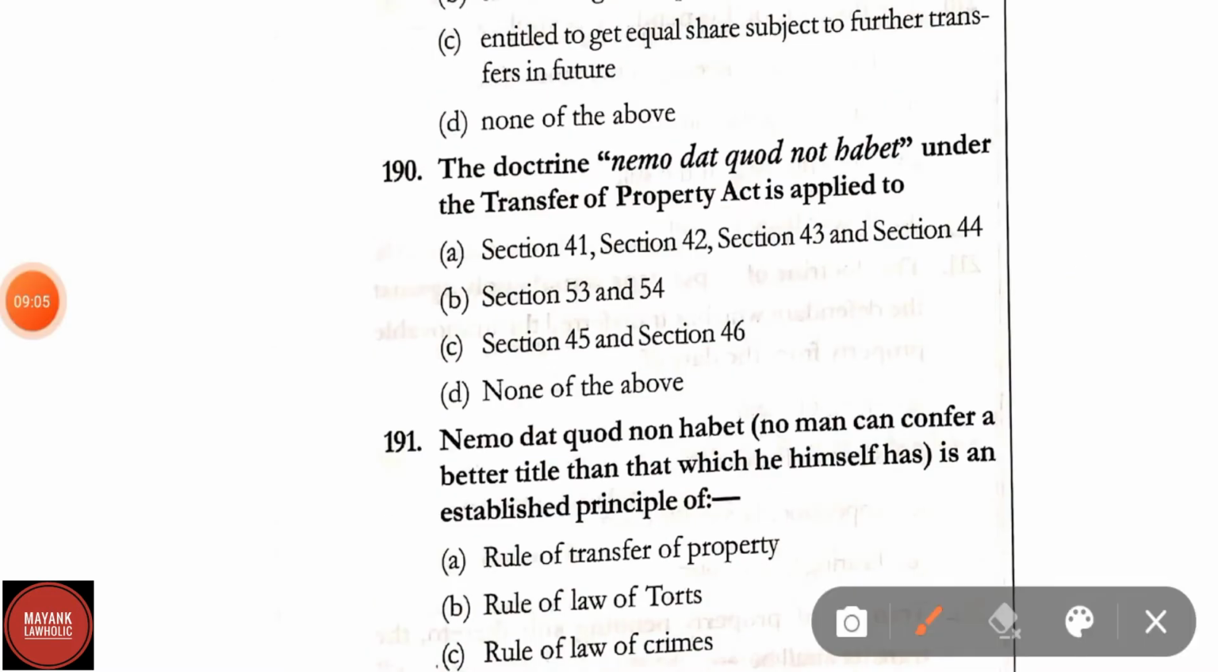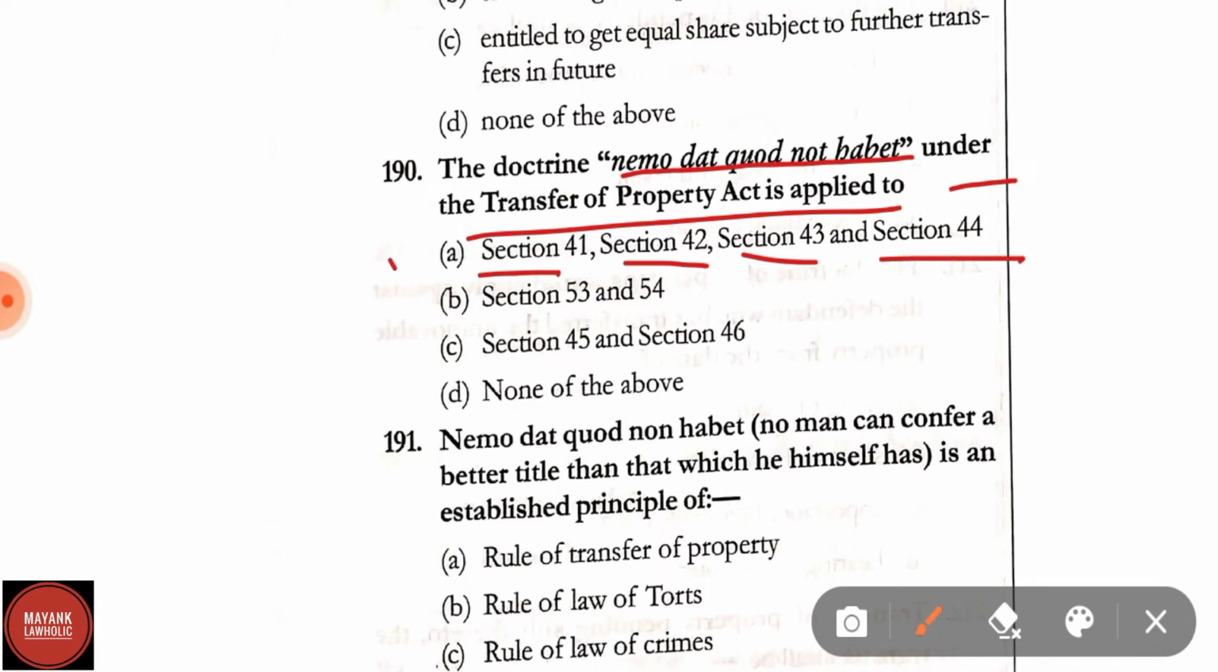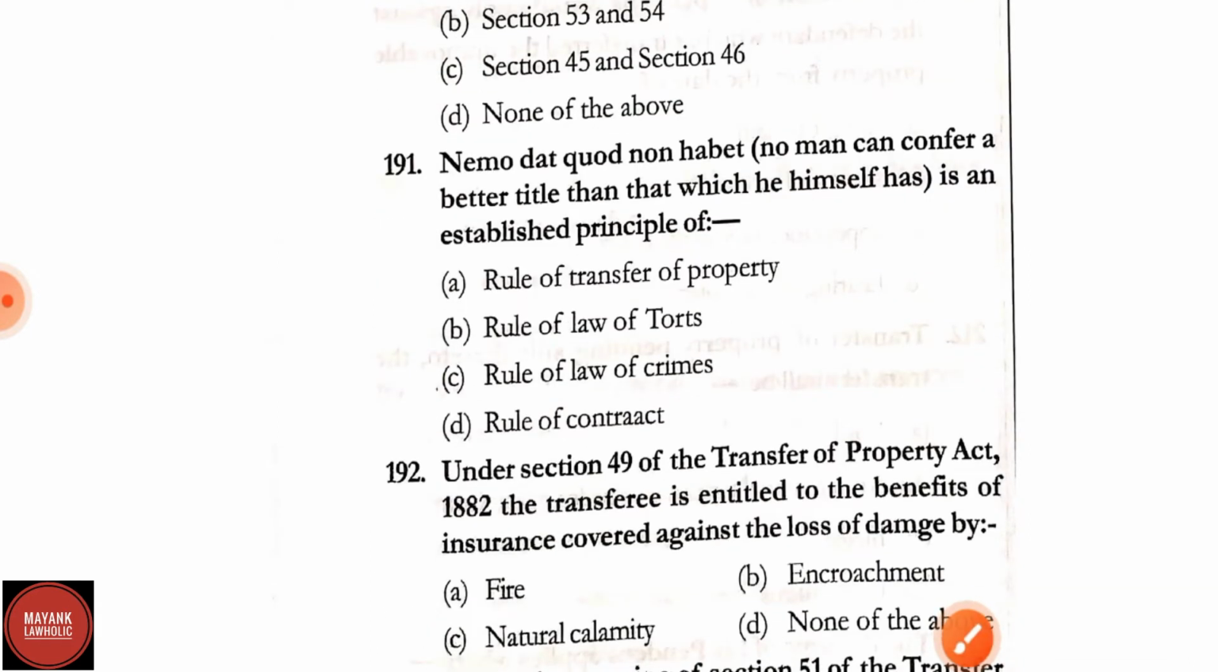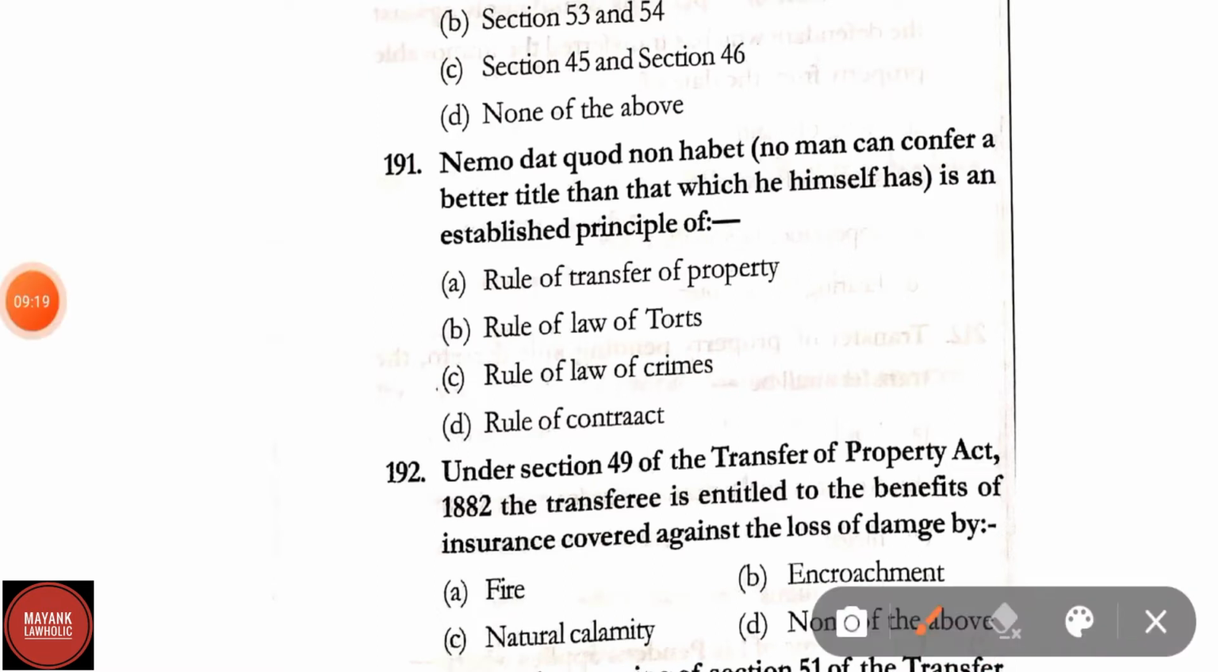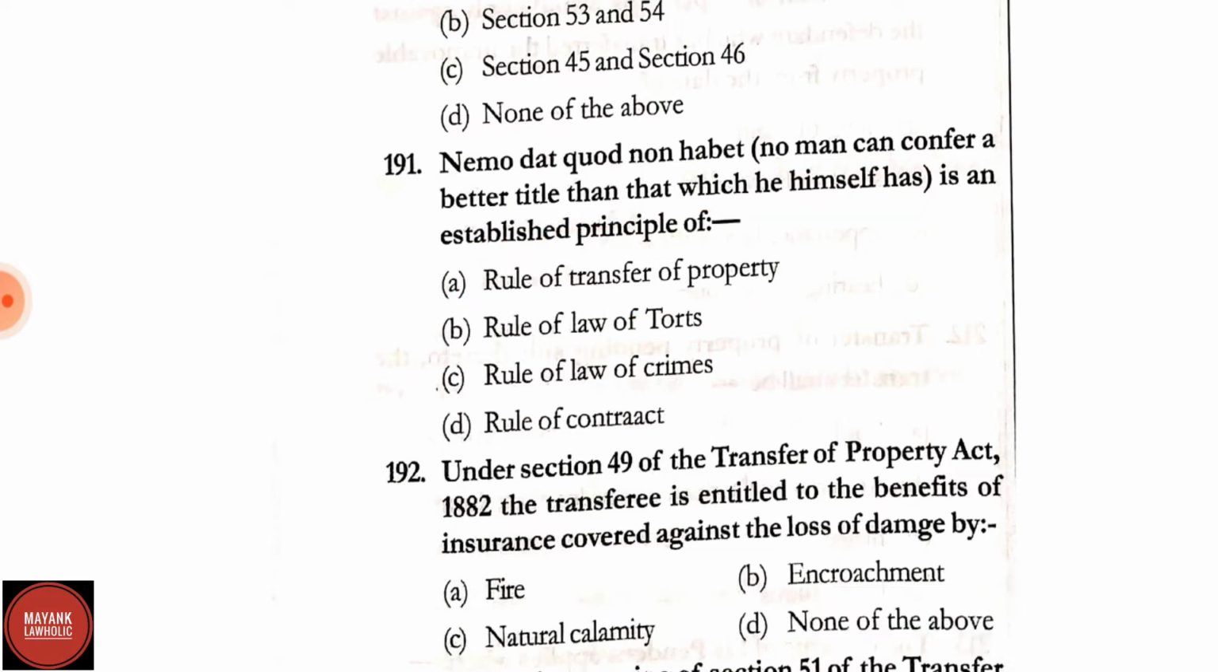Question number 190. The doctrine nemo dat quod non habet under the TPA is applied to? Options are Section 41, Section 42, Section 43 and Section 44. Option A is the right answer. Question number 191. Nemo dat quod non habet, no man can confer a better title than that which he himself has, is an established principle of rule of transfer of property, rule of law of torts, rule of law of crimes, rule of contract. Correct answer is option A, that is rule of transfer of property.